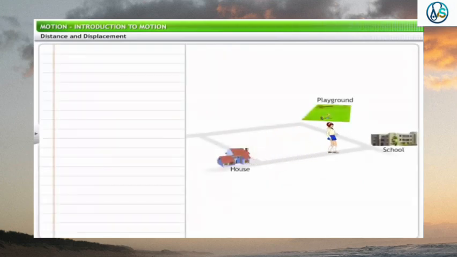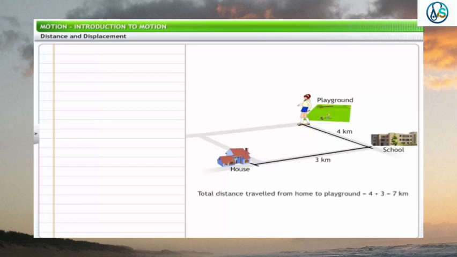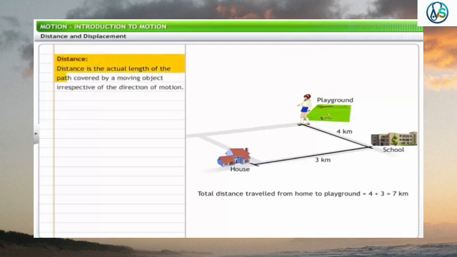Let's look at these quantities using an example. At the end of her school day, Mary goes from the school to the playground. The school is 3 kilometers away from her home and the playground is 4 kilometers away from the school. So, from home to school to the playground, Mary travels a total of 7 kilometers. This is the distance travelled by Mary. Thus, distance is the actual length of the path covered by a moving object irrespective of the direction of motion.